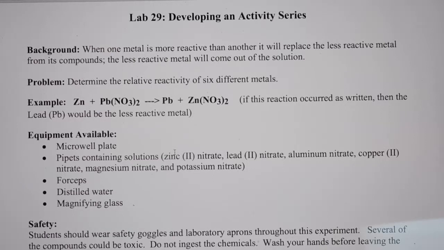In this lab, developing an activity series, we're going to look at how metals and solutions of ionic compounds react with one another or do not react with one another. Based upon these single replacement reactions, one can determine the relative reactivity of the 6 different metals: zinc ion, lead ion, aluminum ion, copper 2 ion, magnesium ion, and potassium ion.